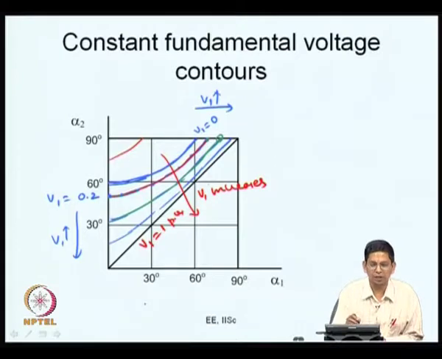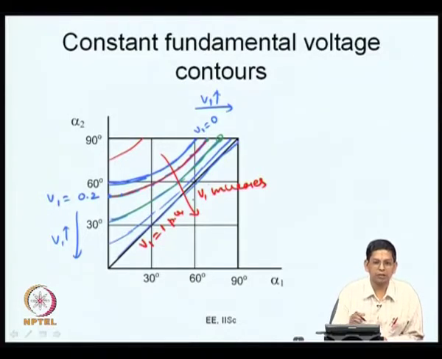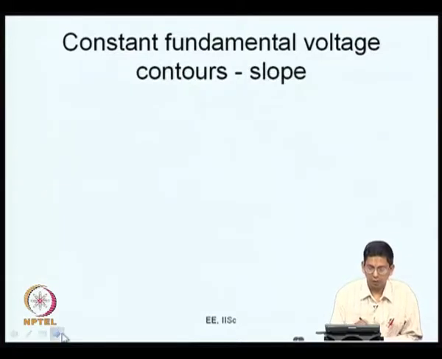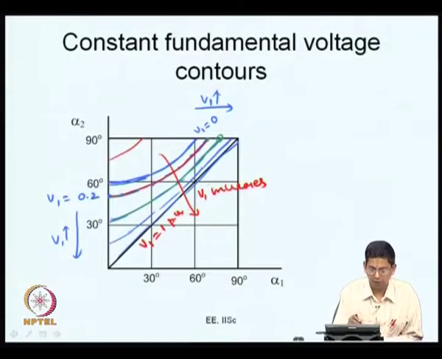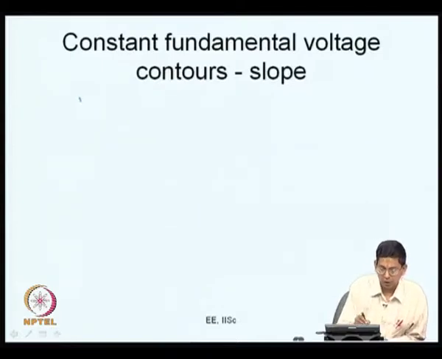So, there are several V1 equal to constant curves that we plotted last class, and V1 increases in this direction as you move along, and V1 is equal to 0 along this line, and V1 is equal to 1 along this line. So, any V1 equal to constant contour will be between those two curves. Now, let us have a look at the slope. What is the slope of this curve? It is changing. All these V1 equal to constant contours, the constant fundamental voltage contours, their slopes keep changing. So, let us take some V1 equal to constant. So, what is that?